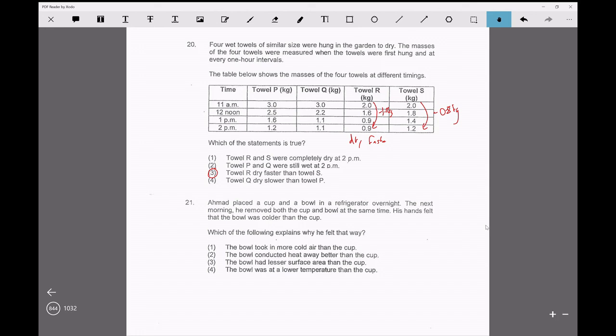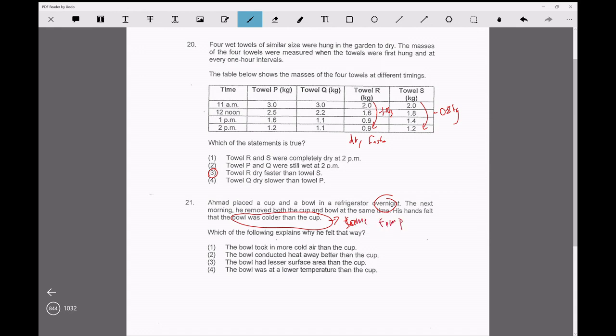The reason why we feel cold is because we lose heat. The reason why we feel hot is because we are gaining heat. Okay, they ask you why he felt that way. When he touched the bowl, he felt that the bowl is colder than the cup. First you need to know that they already put it overnight. That means the bowl and the cup after one night are the same temperature already.